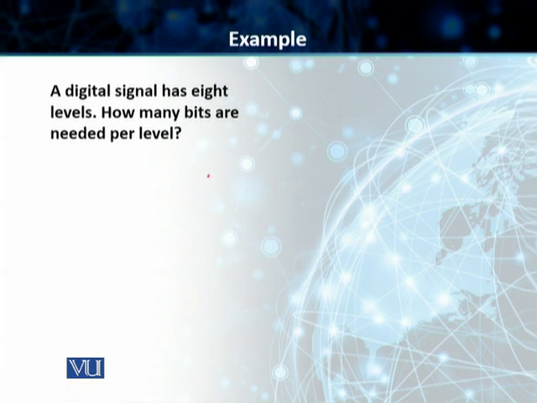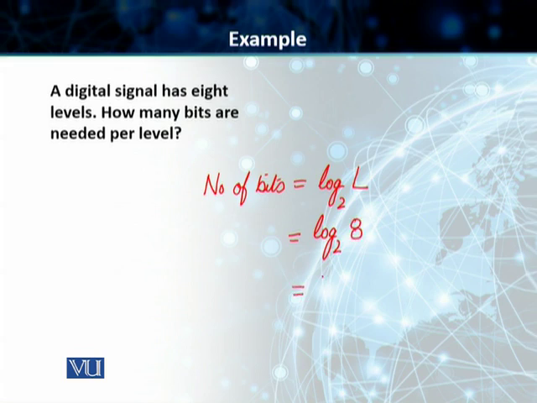Students, हम लोगों ने पढ़ा था कि the number of bits that is required is equal to log to the base 2 L, where L is nothing but the number of your levels. Students, इस case में just inserting the value of the levels that we have got, log to the base 2 of 8, which comes out to be 3 bits. So in this particular example, we will need 3 bits to represent each of the levels for this particular digital signal.